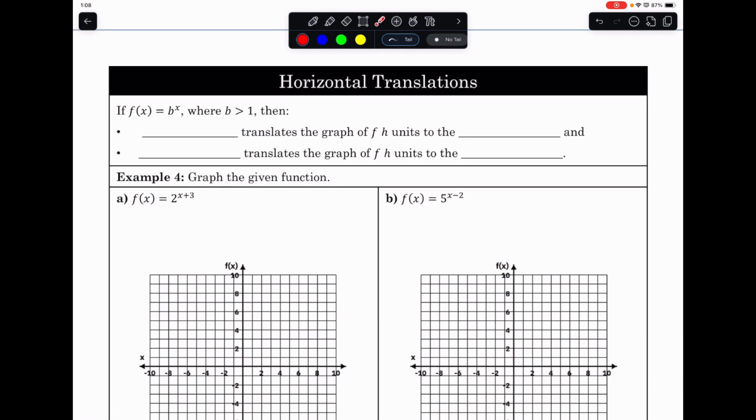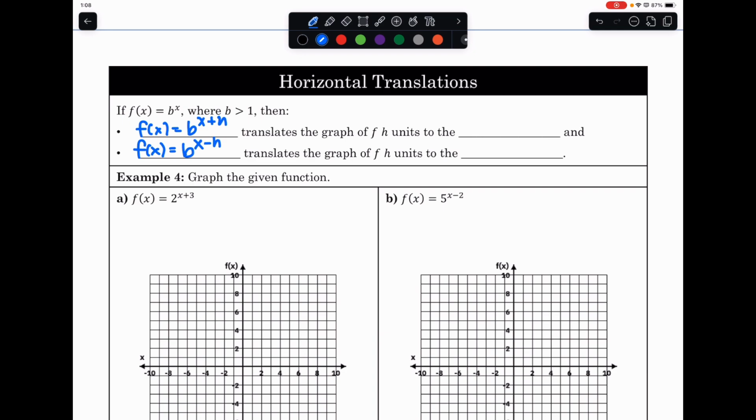Okay, let's talk about translations now. So let's assume that f of x equals b to the x, where the value of b is a number greater than 1. So again, our base is a positive number bigger than 1. If we're going to translate any of these functions left and right horizontally, the notation will be one of the following: b to the x plus h, or b to the x minus h in the exponent.